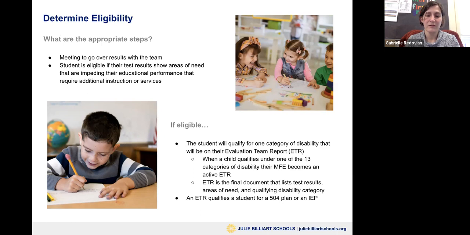And that is where there are specific areas that are impacting their education and their academics that they need to have additional support on to make progress in the classroom.